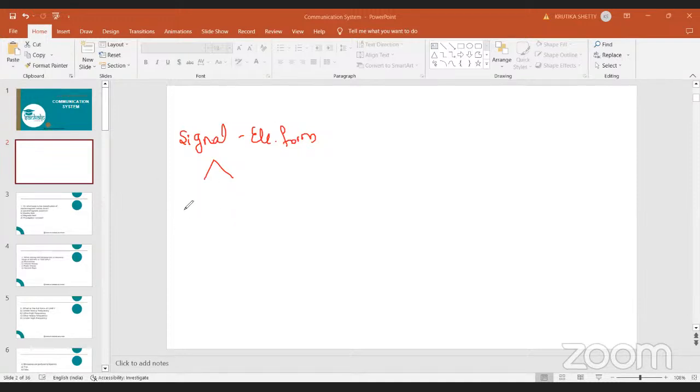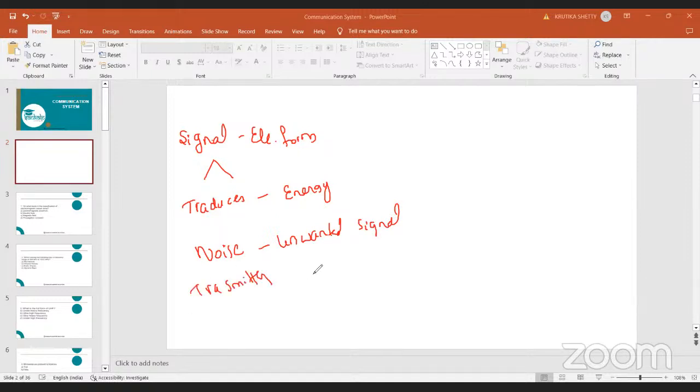Then the next part in this communication system is the transducer. After signal, we study the transducer. So what is a transducer here? It is a device which converts energy from one form to another form. That is called a transducer. Then we have the next part, that is noise. Noise is nothing but unwanted signal. The unwanted signal which tends to disturb the transmission and the processing of the message is called noise here.